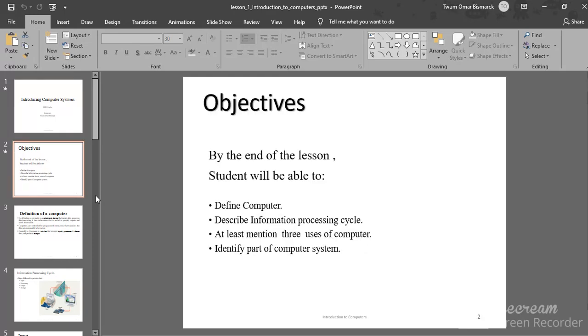In today's lesson, these are the objectives. By the end of the lesson, you should be able to define a computer, describe the information processing cycle, mention at least 3 uses of a computer, and identify the parts of a computer system.